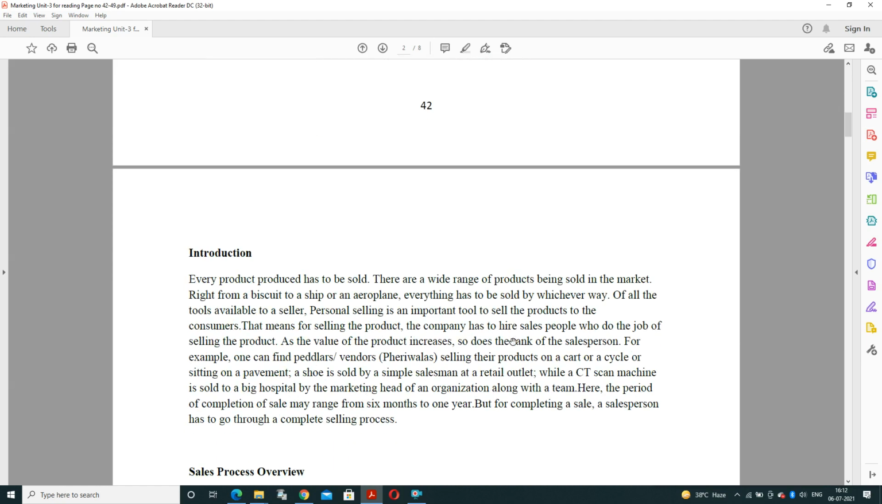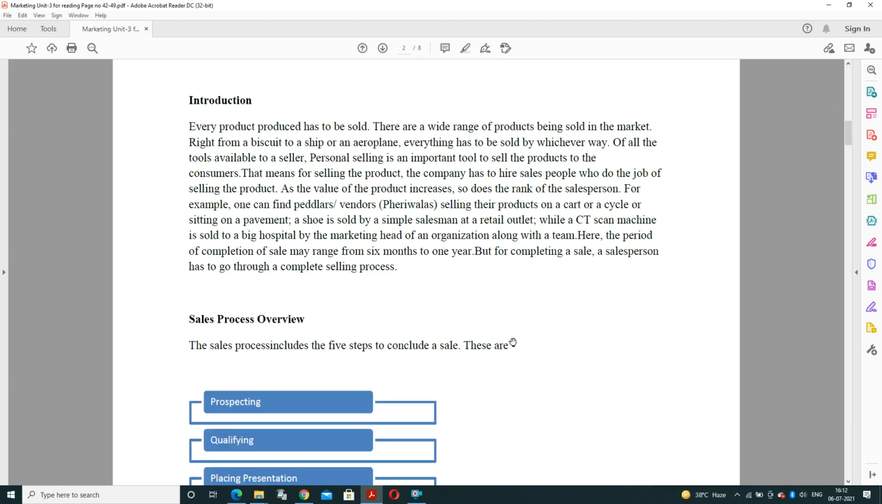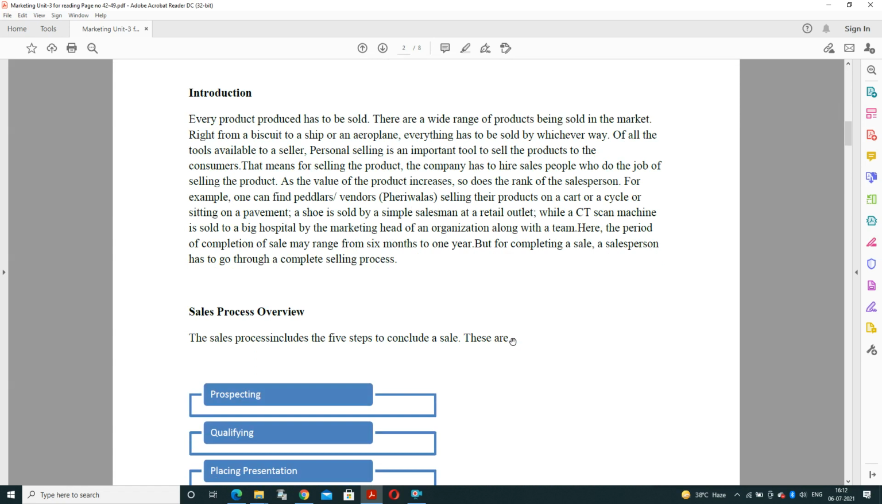So in session 1, in the introductory part, every product produced has to be sold. By default, if we are producing something, the purpose of business is to sell the product. There is a wide range of products being sold in the market, right from a biscuit to a ship or an aeroplane. Everything has to be sold in some way.